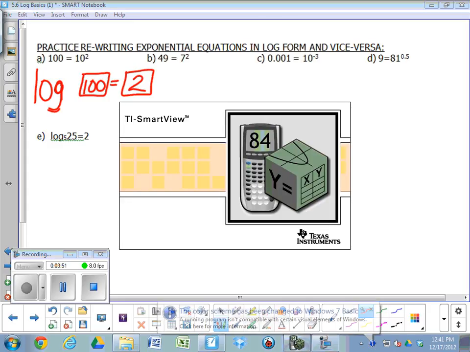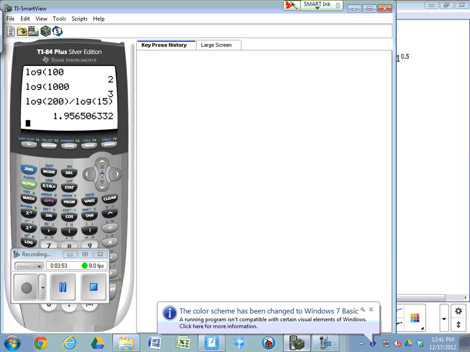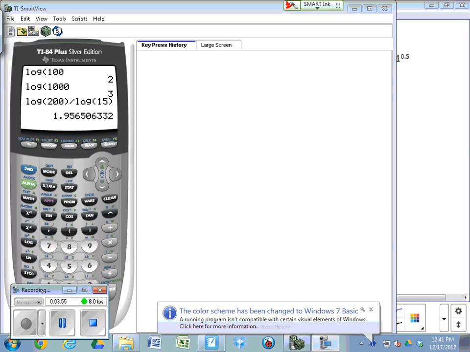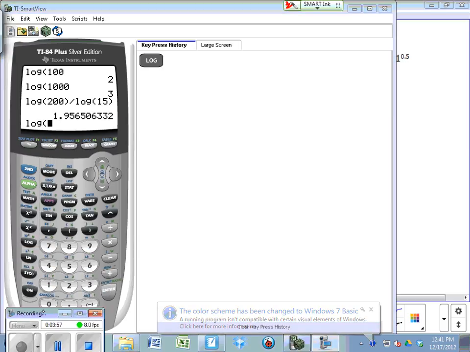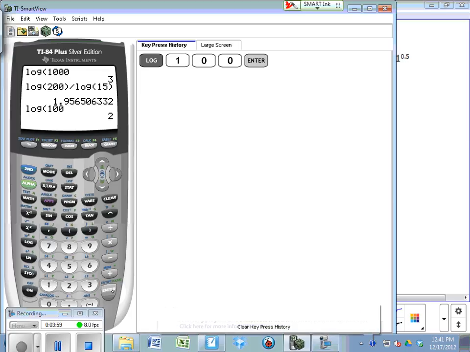You're following along at home? We have the log button right over here on the left side next to the 7. So you would hit log 100 and enter. It'll be 2. So that means 10 squared is 100. It's a way of finding the missing exponent.